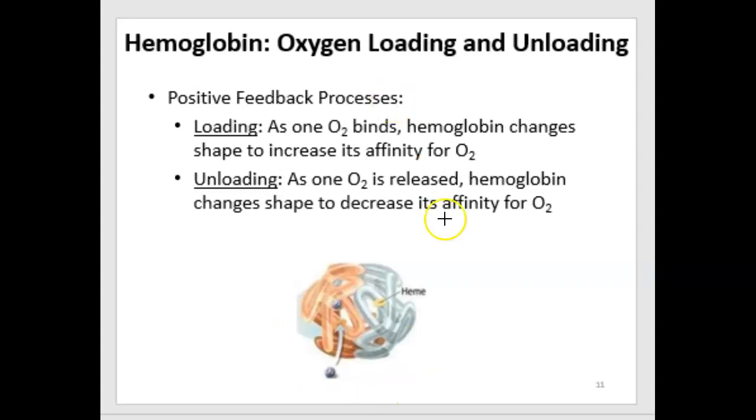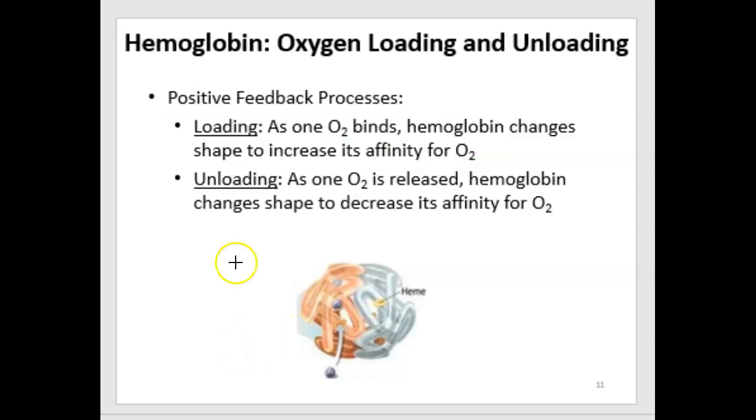Okay, let's talk about how hemoglobin loads up the oxygen and then unloads it, drops it off. It turns out there's a positive feedback process involved with both. And for loading, what that means is that when one oxygen binds, the hemoglobin changes its shape to increase its affinity for more oxygens. That will happen every time it binds. So it's bound to 1, it has more affinity for the second. It's bound to 2, it has more affinity for the third. It binds to 3, and it has more affinity for the 4th.